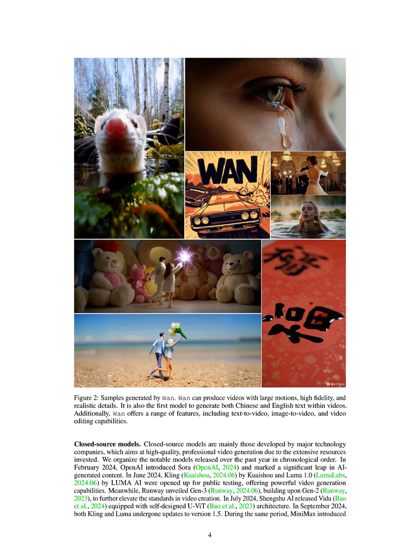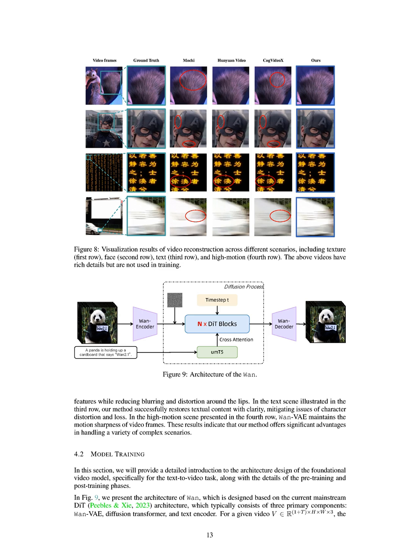The proposed WAN model operates through a carefully designed architecture that integrates a variational autoencoder (VAE), a diffusion transformer, and a text encoder, specifically UMT5, to facilitate high-quality video generation. The architecture begins with the WAN VAE, which encodes input videos from pixel space into a latent space, compressing the spatiotemporal dimensions while maintaining essential features.